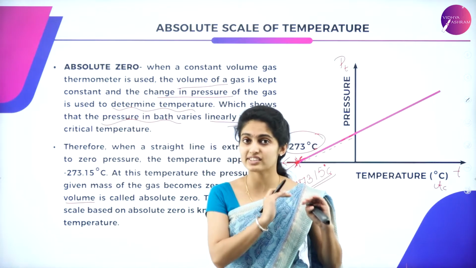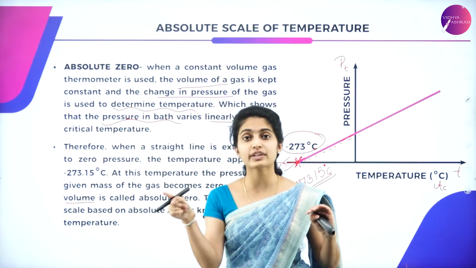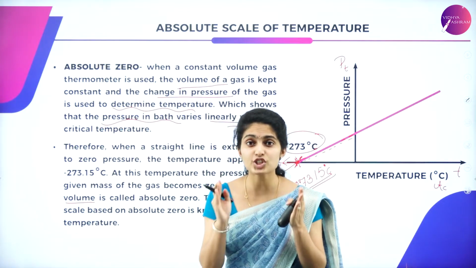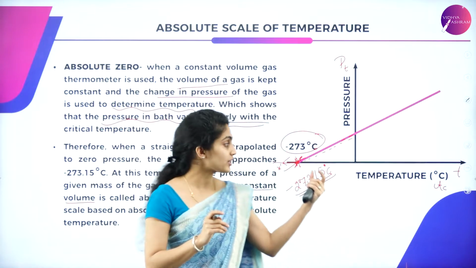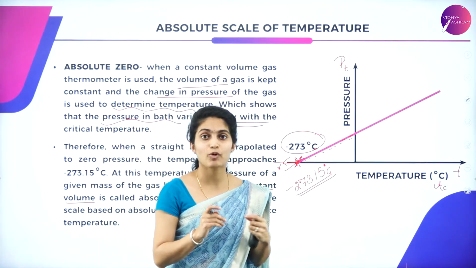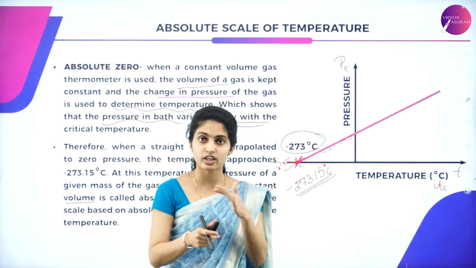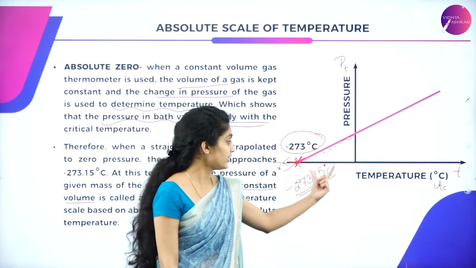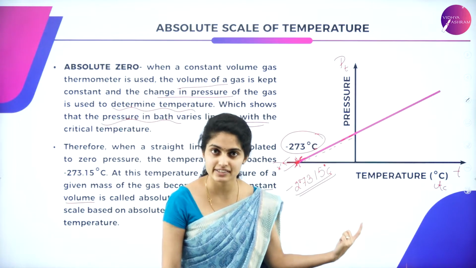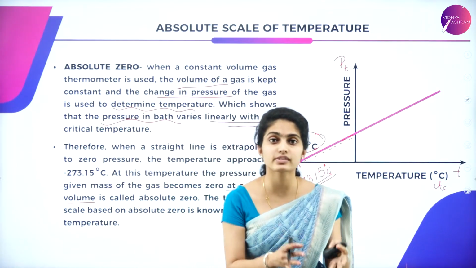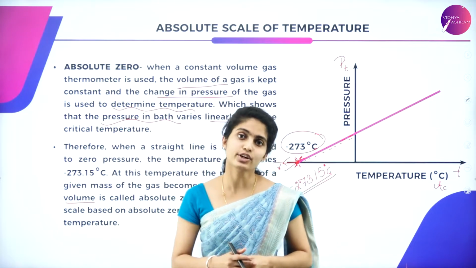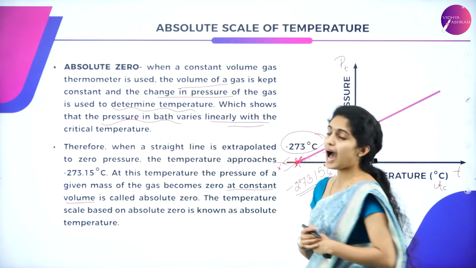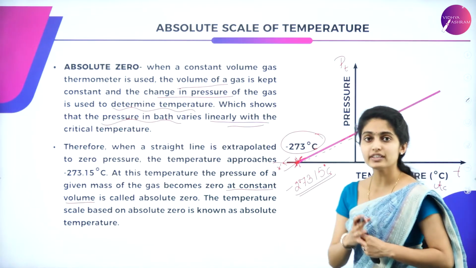At this constant volume, the pressure of the gas, whatever you have taken, is 0. And that is at which temperature? That temperature is minus 273.15 degrees Celsius. So you can conclude that at this temperature, minus 273.15 degrees Celsius, the pressure becomes 0 at constant volume. Such a temperature is said to be the absolute scale of what?